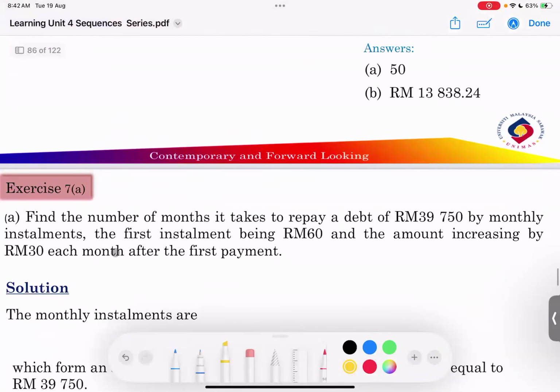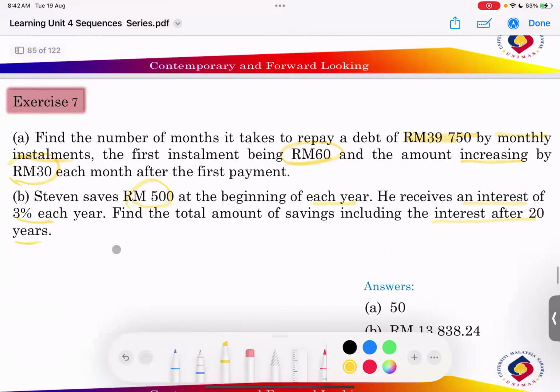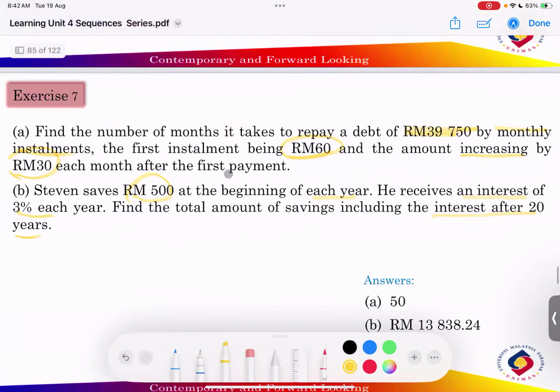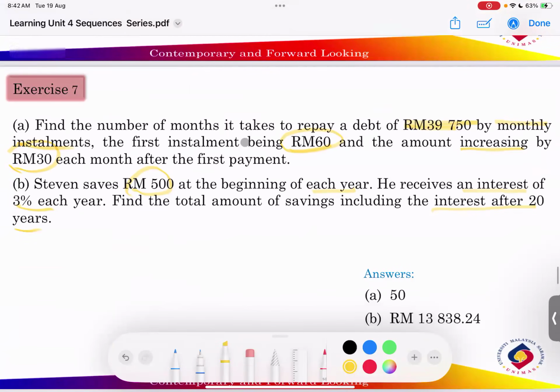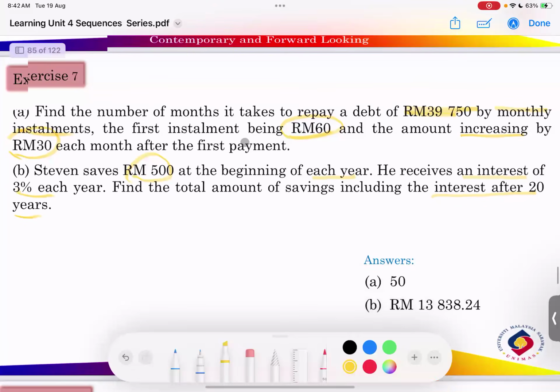Okay, so as for this question, back to here, find the number of months. It will take 50 months to repay all the debt.